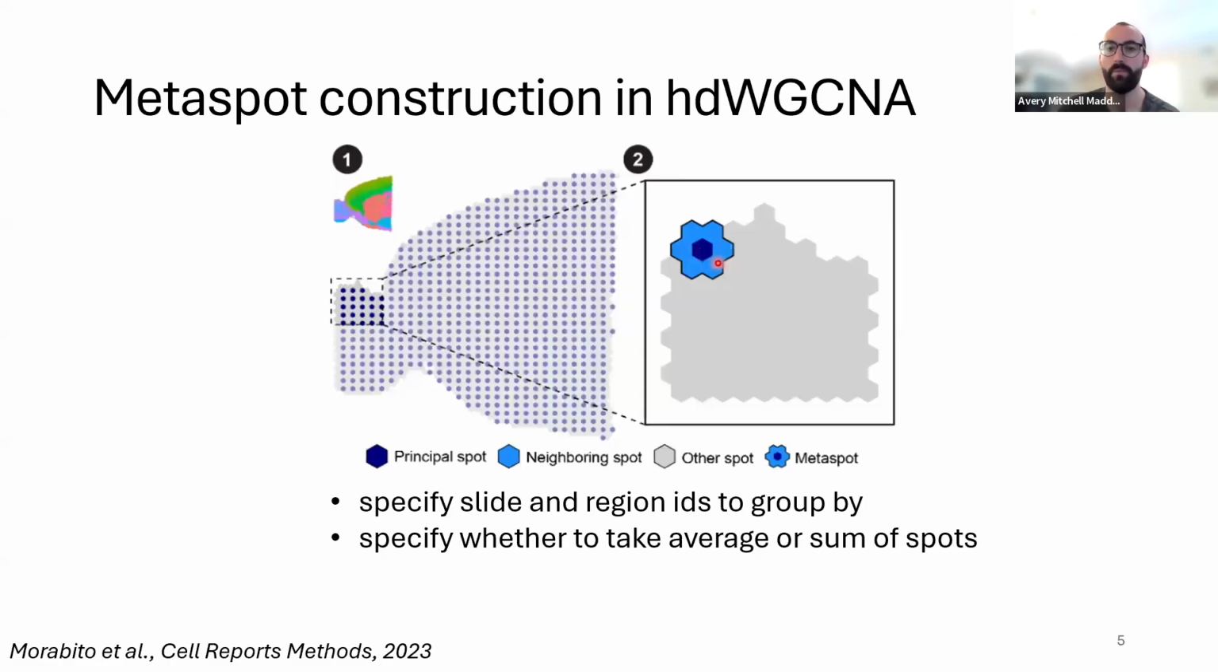But if you want to do it a different way, like you're doing some kind of deconvolution, or you've transformed it or smoothed it or done some kind of pre-processing to it before, you could use a different kind of aggregation of those meta spots, just based on what the nature of the data is. Thank you.